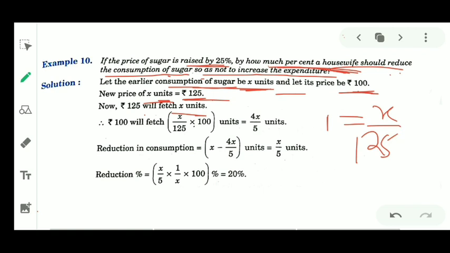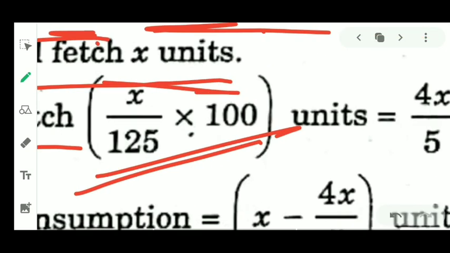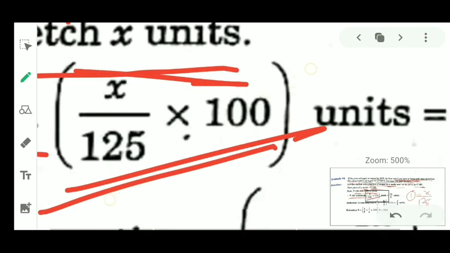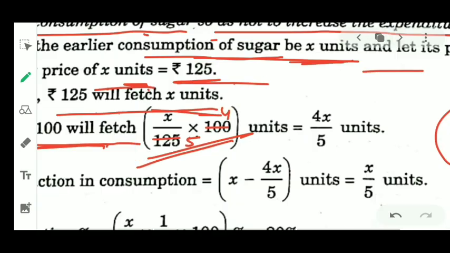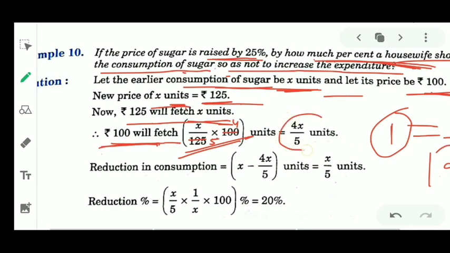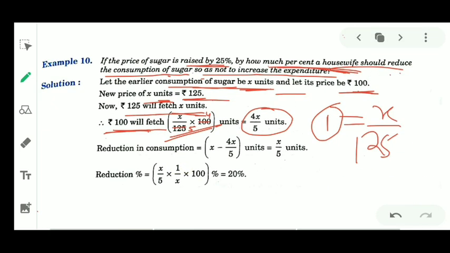125 rupees fetch you X units. Now 1 rupee will fetch you X by 125. Clear? So 100 rupees will fetch you X by 125 into 100. Clear? So now if you divide this fraction by 25, 25 into 4 is 100, 25 into 5 is 125, then we'll have 4X by 5 units. 100 rupees will fetch you 4X by 5 units.